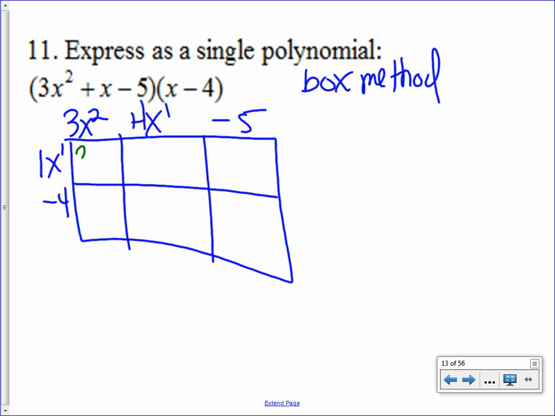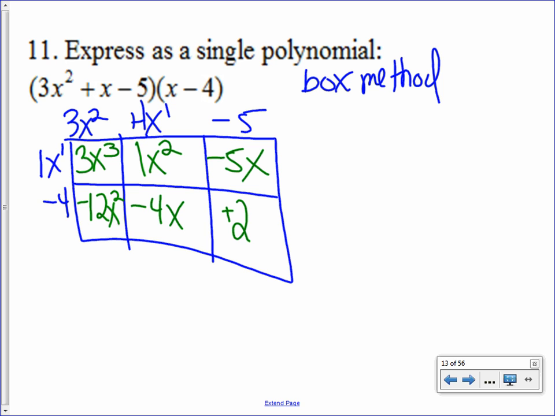1 times 3 is 3. You're adding the exponents. 1 plus 2 is 3. 1 times 1 is 1. 1 plus 1 is 2. 1 times negative 5 is negative 5x. Negative 12x squared, negative 4x, positive 1.